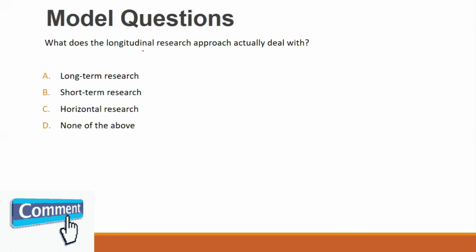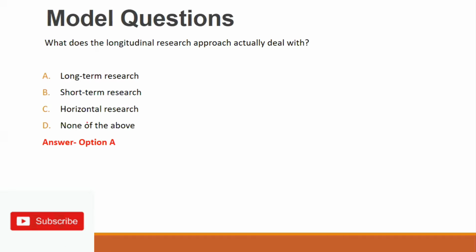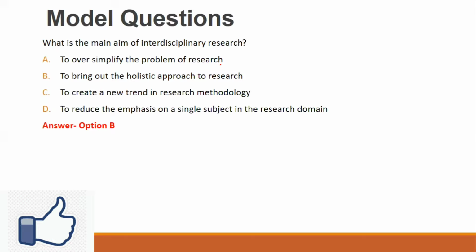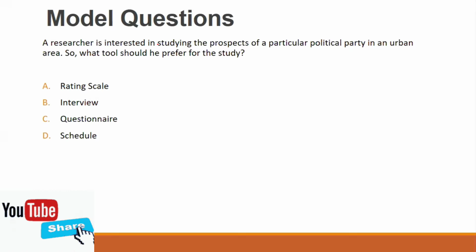Next, what does the longitudinal research approach actually deal with? Deal with long-term research. Next, what is the main aim of interdisciplinary research? The main aim of interdisciplinary research is to bring out the holistic approach to research. Next, a researcher is interested in studying the prospects of a particular political party in an urban area. So, what tool should he prefer for the study? So, of course, it is a questionnaire.